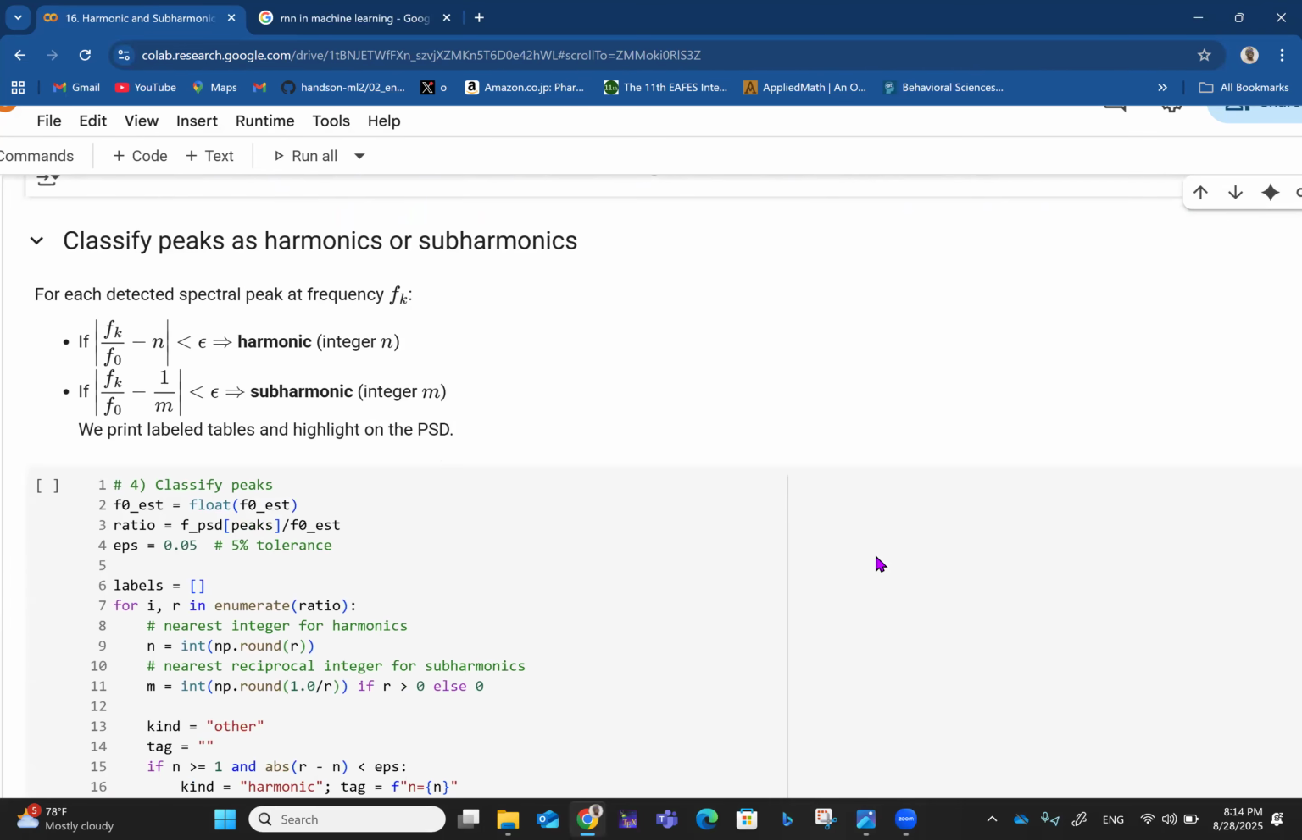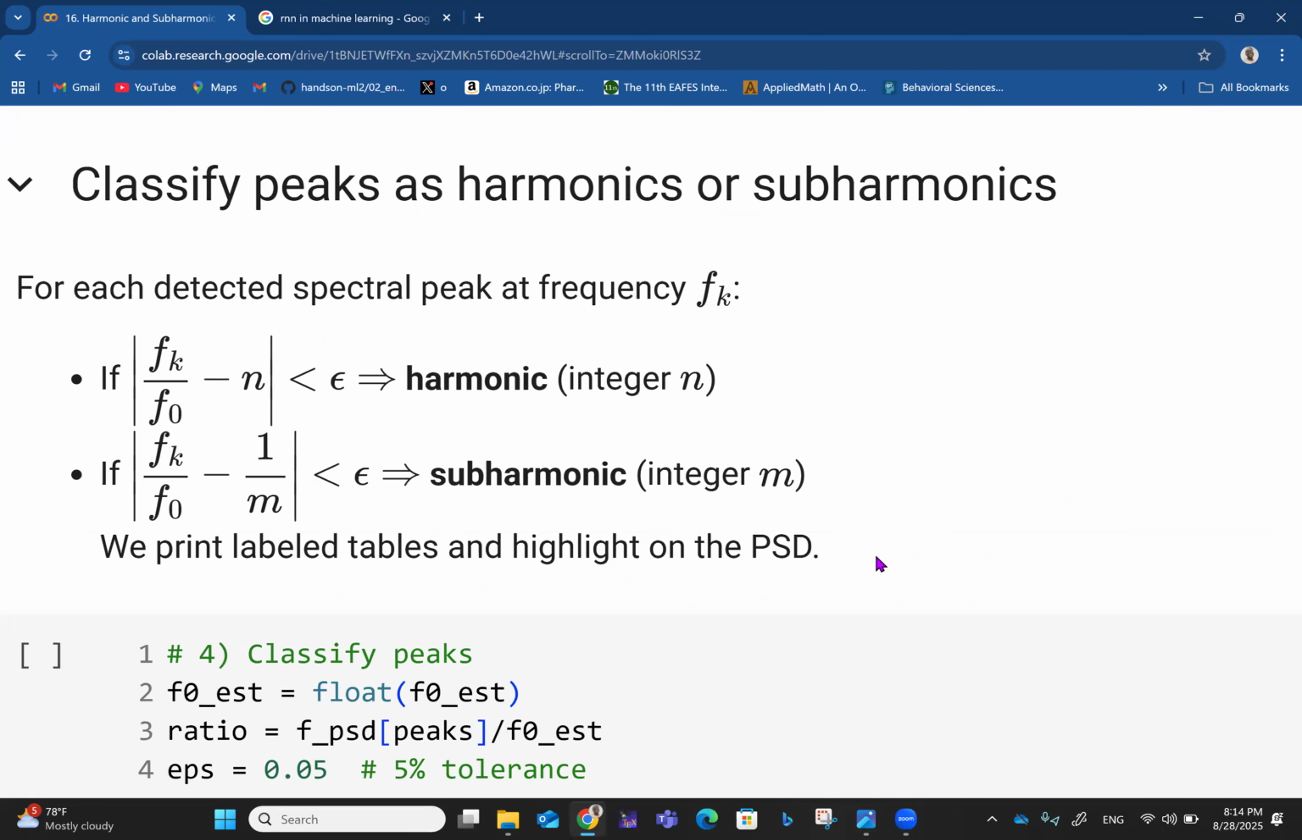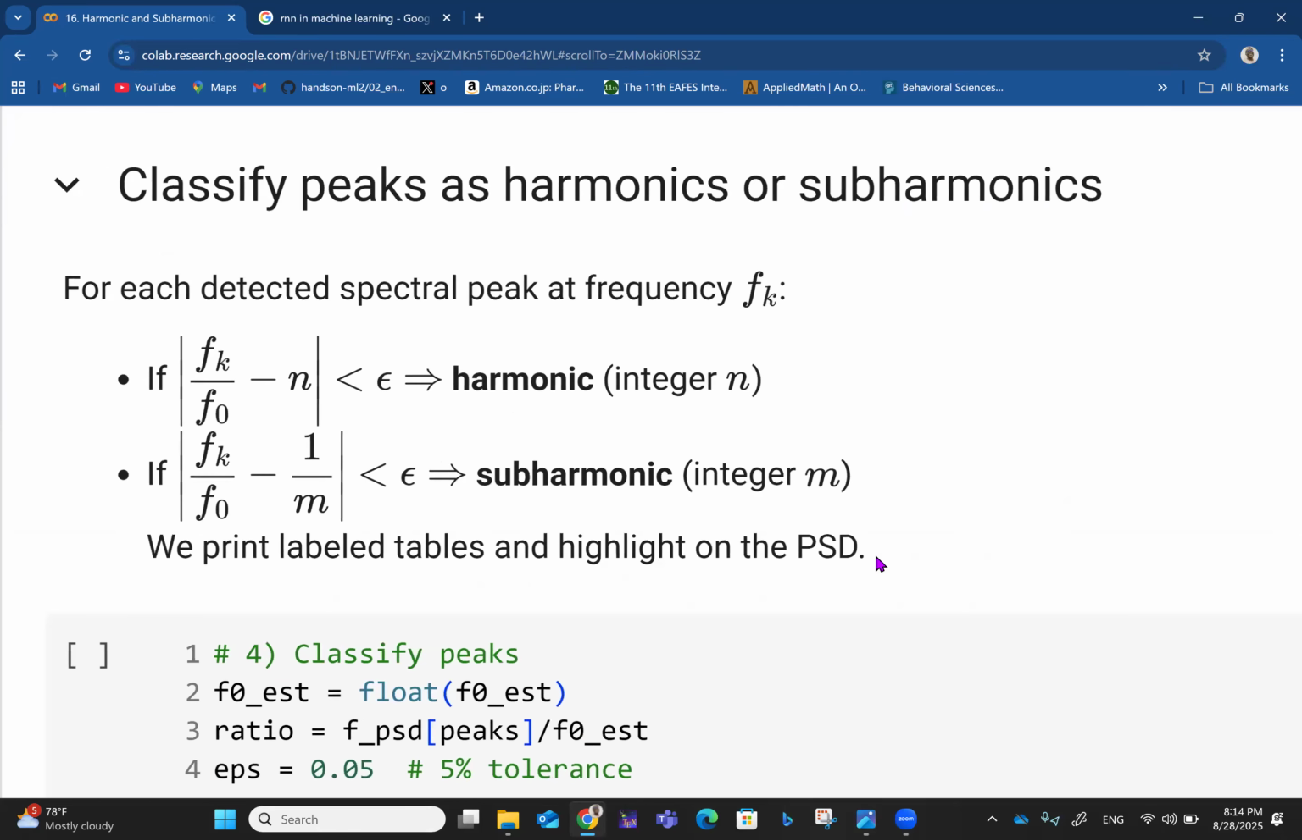So we can classify peaks as harmonics or subharmonics. So for each detected spectral peak at frequency fk, if the absolute value of fk over f naught minus n is less than epsilon, that's harmonic, right? Meaning that n is an integer.